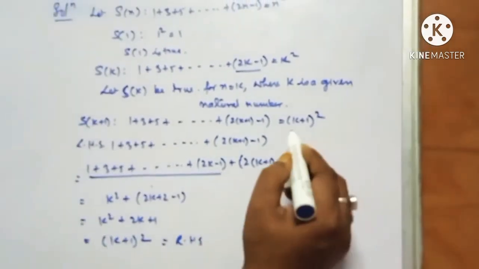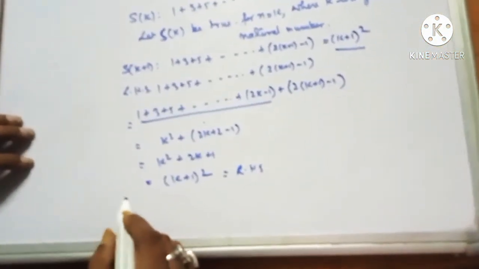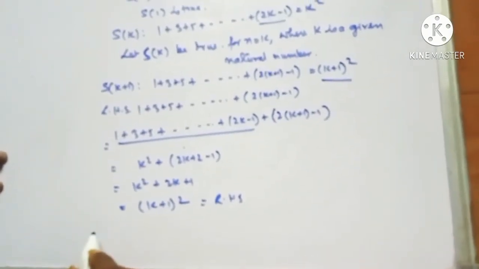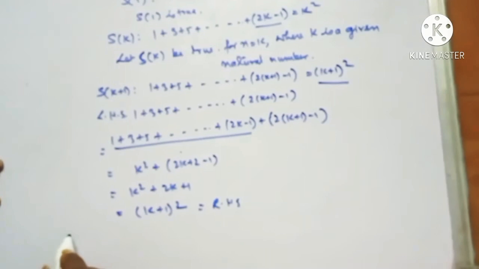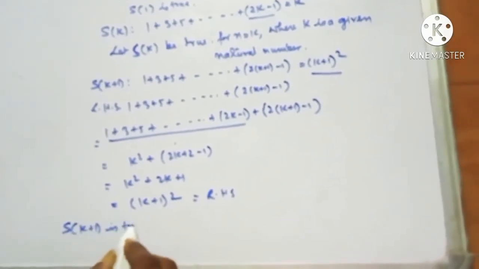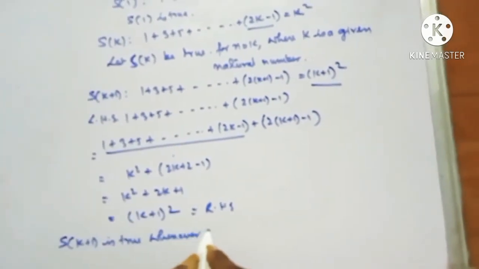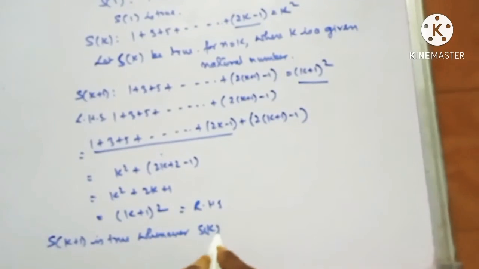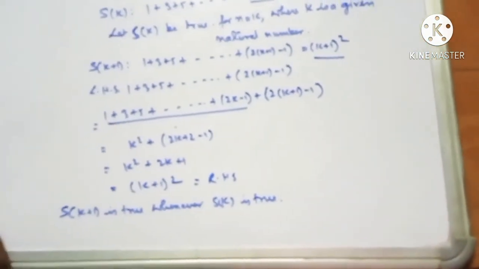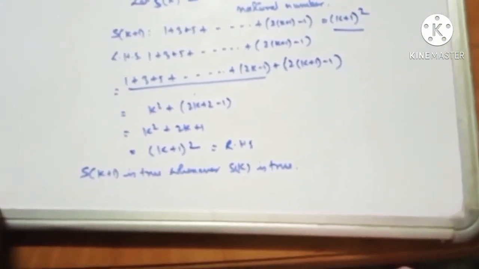See, this is the right hand side, and at last we have to write a statement that k plus 1 is true whenever Sk is true. This is finished. Now I am going to another question.